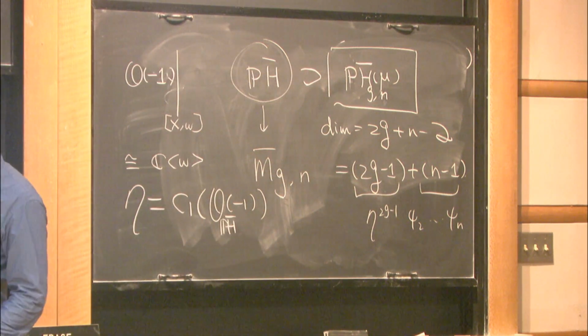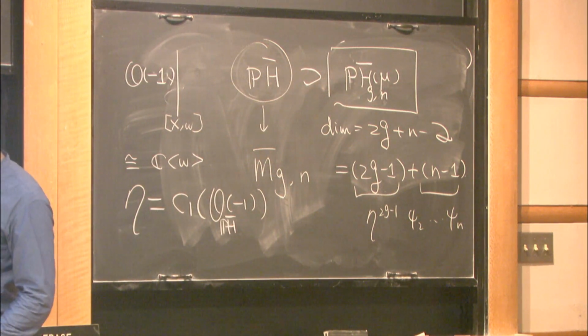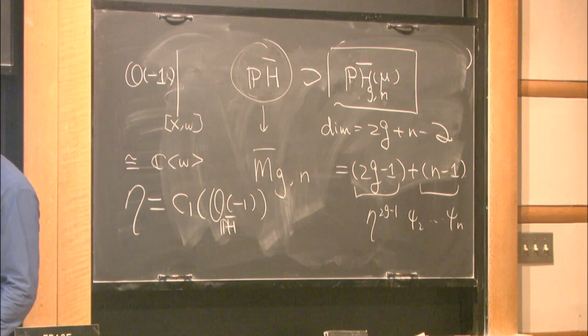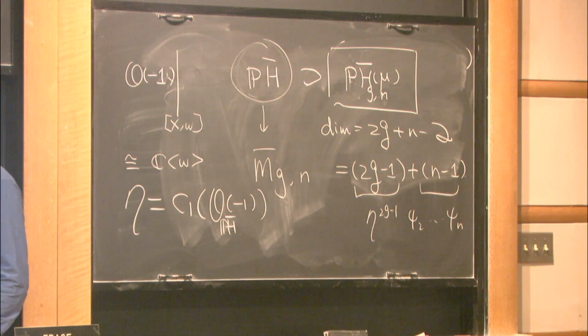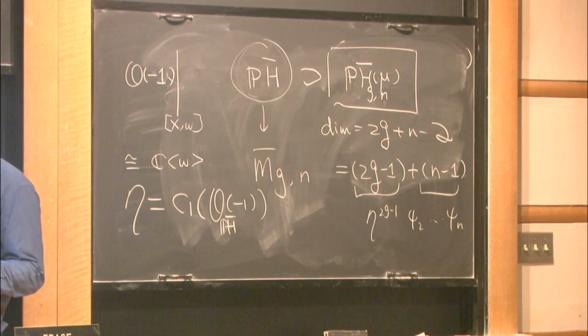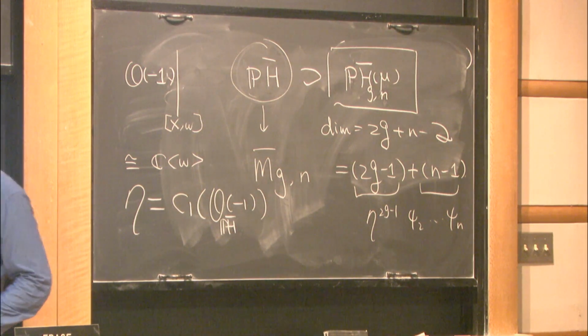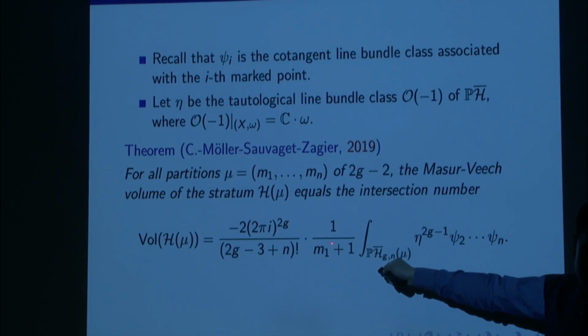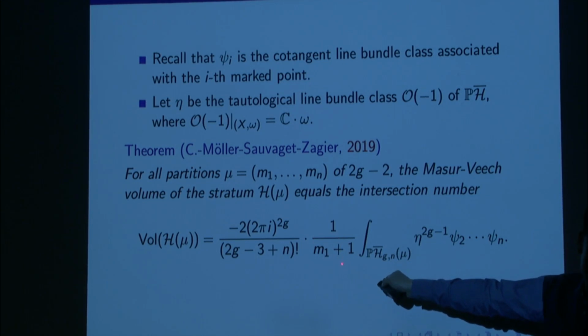And you may question me that this intersection number does not look symmetric in the endpoints, right? Because you see, I intentionally skip psi 1, and I only put psi 2 up to psi n. There must be something wrong. Nevertheless, these zeros have different weights given by the zero order. So I compensate for skipping psi 1 by adding an asymmetric factor, this 1 over m1 plus 1.